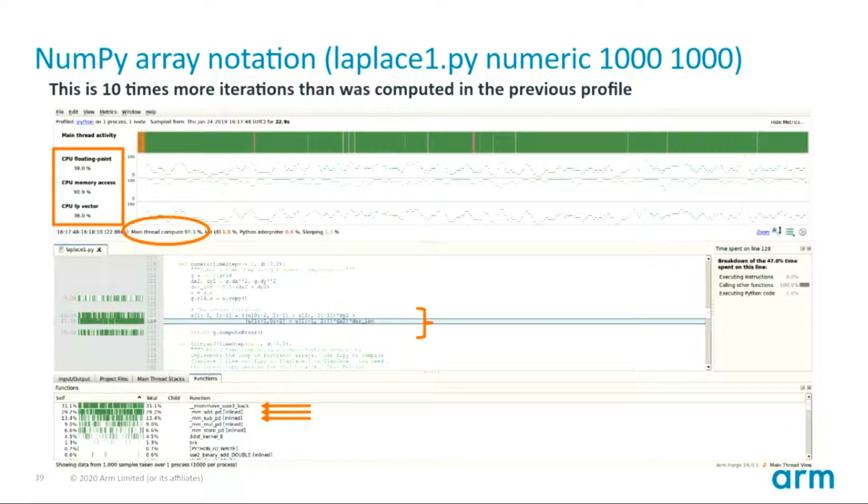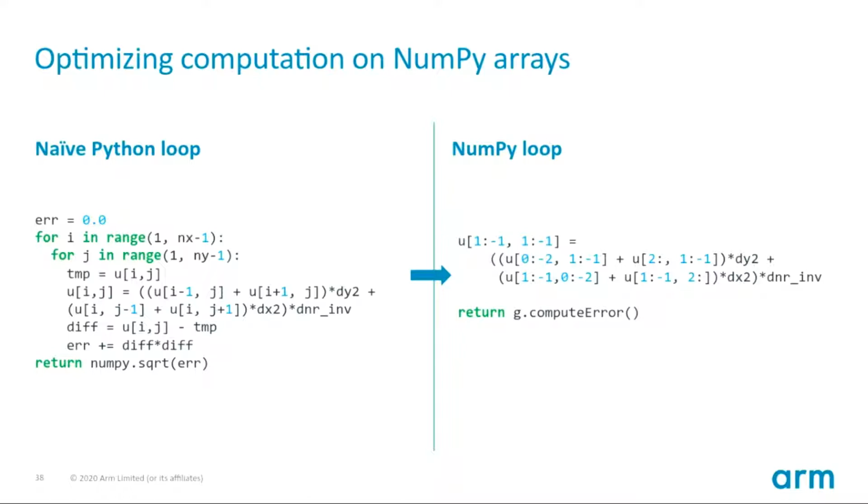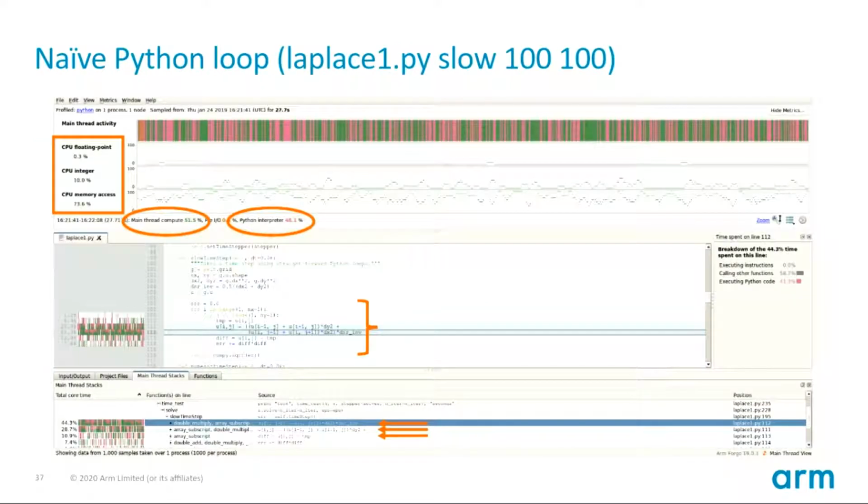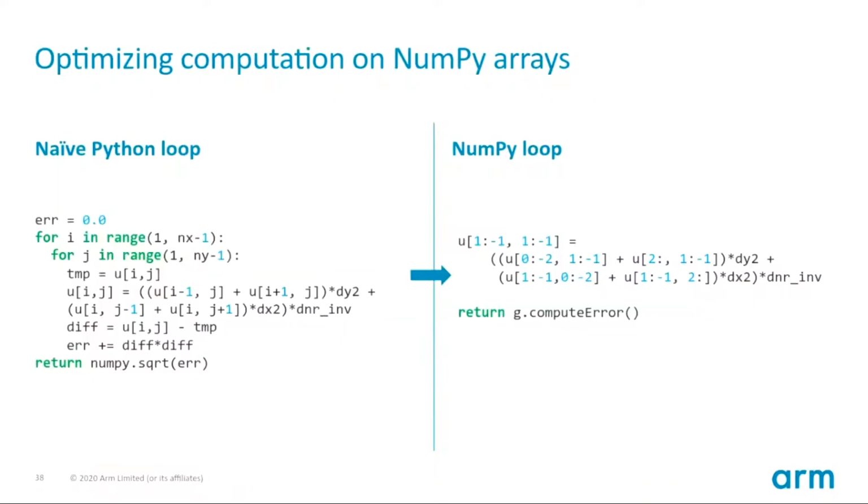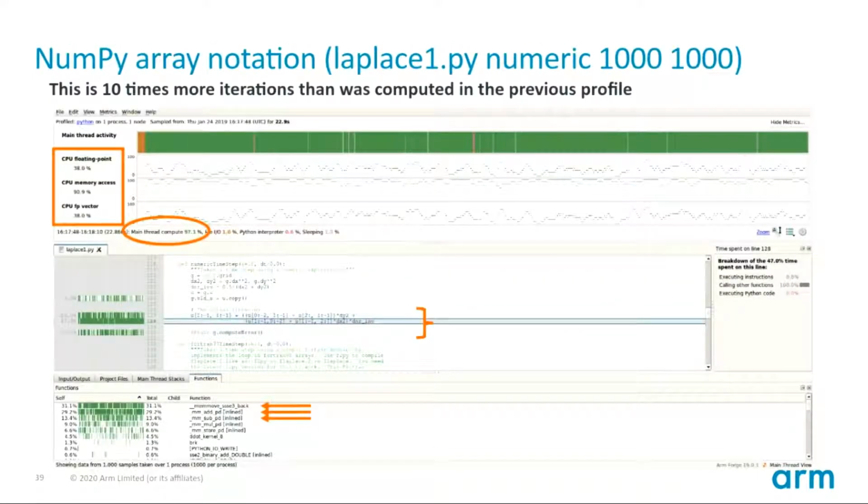So this run was actually doing 10 times more iterations than the previous one, and it took about the same amount of time. Like you see at the top here, it was 22 seconds. The previous example, I think, took 27.7 seconds, but it only ran on 100 elements. So just by using NumPy instead of pure Python, we've got a speed up.